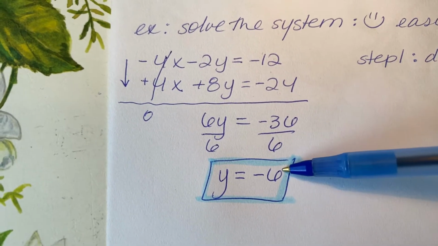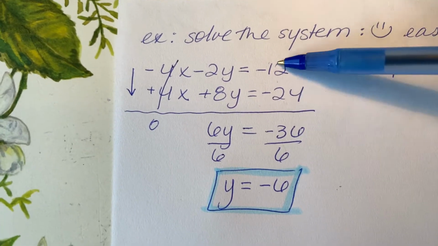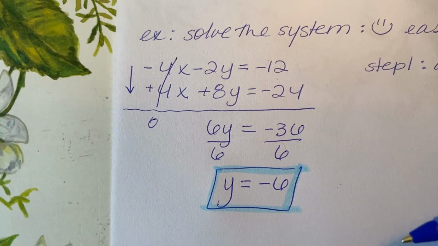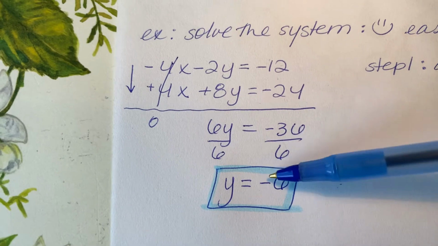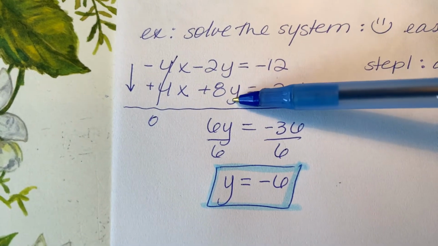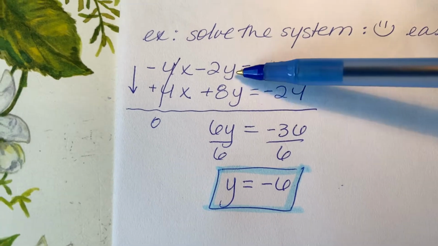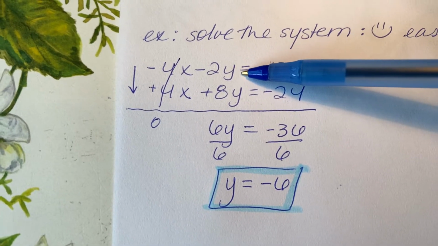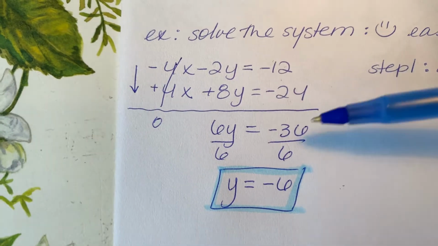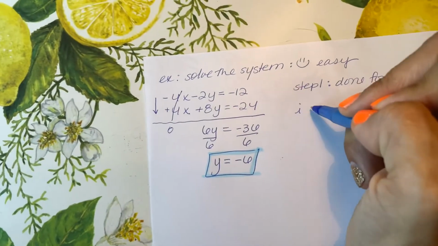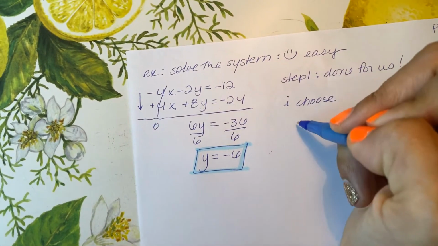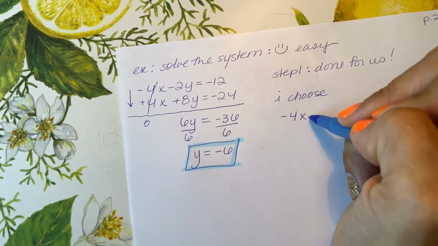Okay, so now that I have -6, you have to choose between these two, which one do you want to use? Does it really matter? Well, with -6, I'm going to get -48 here and I'll get +12 here. This is kind of a smaller number, although it wouldn't matter. So I choose the first equation.